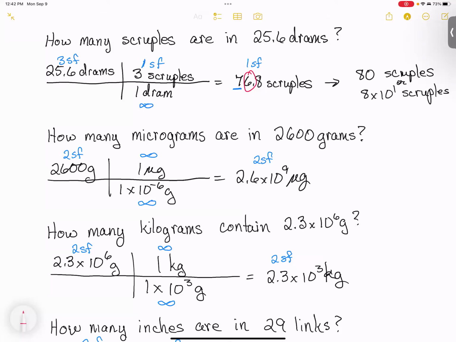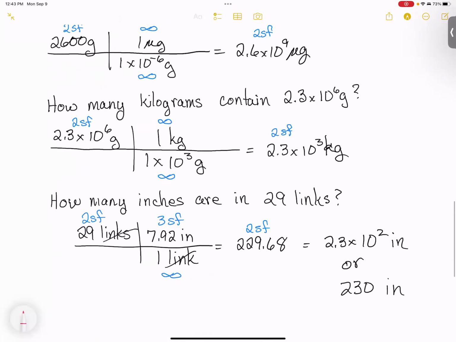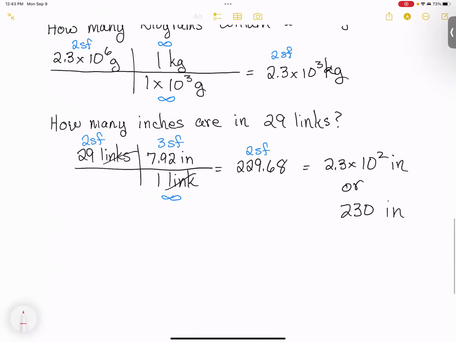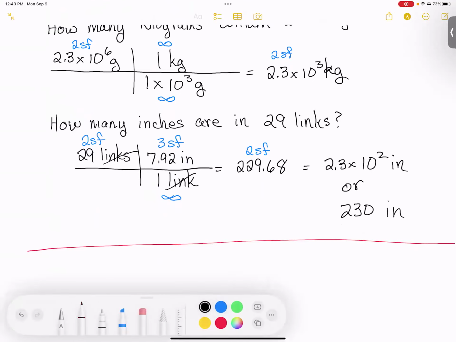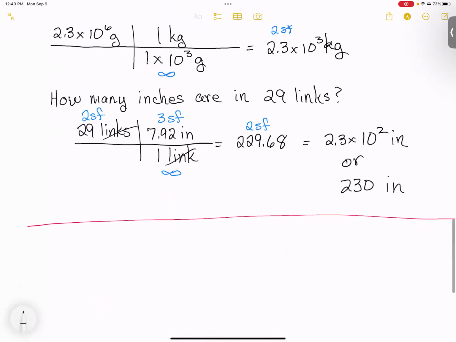Let me come up with an example real quick. I think I know what you're trying to say. I just always got confused because on most of them, you put the one link or one scruple on the bottom and then however many. It has to do with the equality and what I want to get rid of.